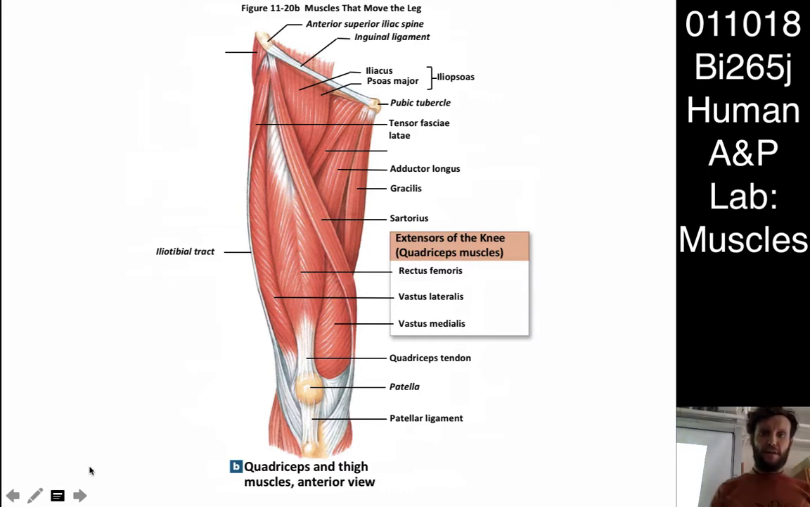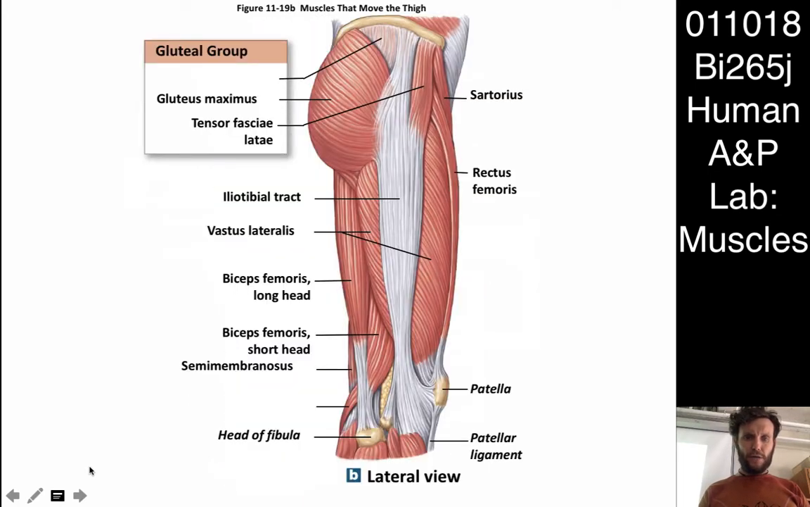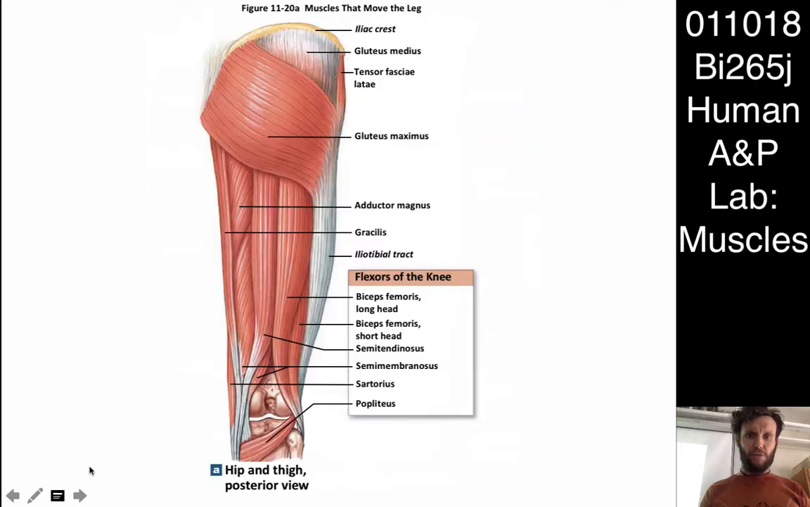A lot of nerves and veins pass through there, right beneath the sartorius. So now, I want the medial view. Where's the medial view?